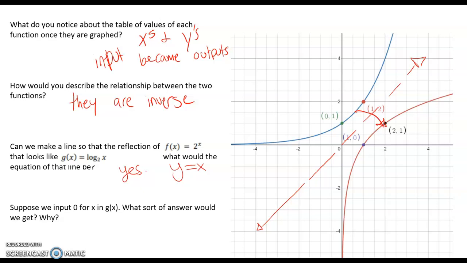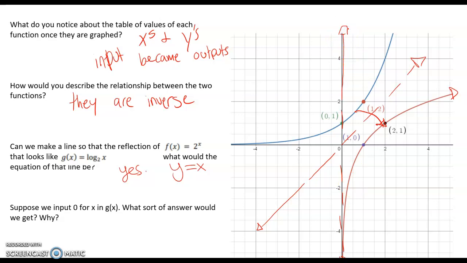Our final question is, suppose we put in 0 for g of x. What sort of answer would we get, and why? Well, if we look at our log function right here, 0 for x is this line right here. What kind of values would we see if we plug this in?